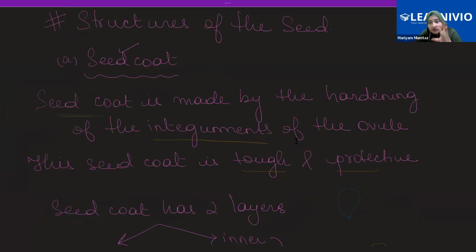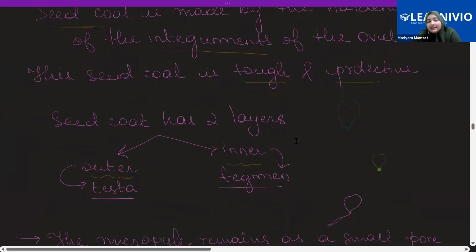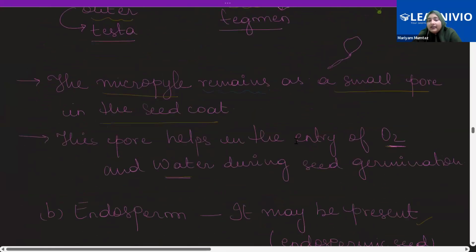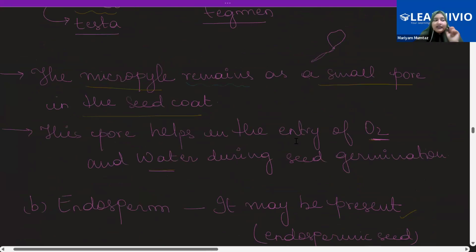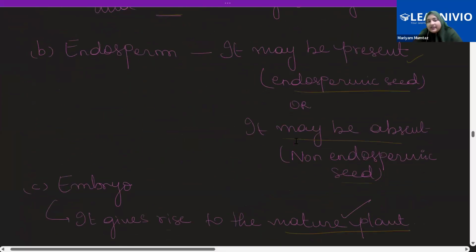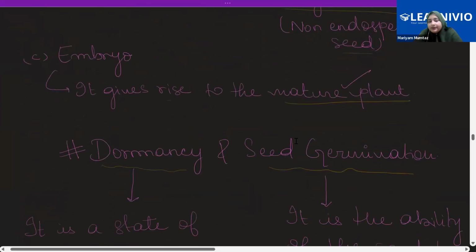were there in the embryo sac or the ovule, right? And the seed coat is very tough, it's very protective in nature, and it doesn't let the seed suffer harm. It has two layers, outer testa and inner tegmen, that the seed coat is made up of. Then in the seed coat a tiny hole also remains, which is the micropyle, and that is from where the oxygen and water would enter and allow the seed to germinate. And inside the seed, obviously, there's going to be endosperm and embryo.